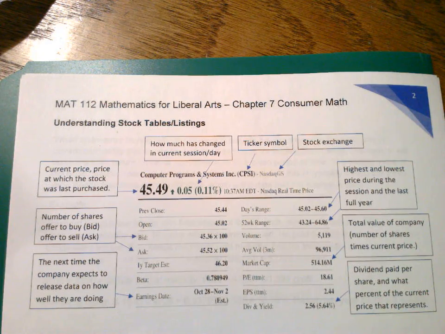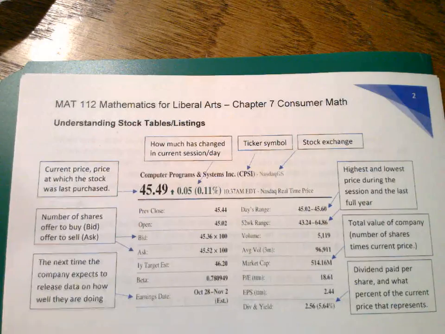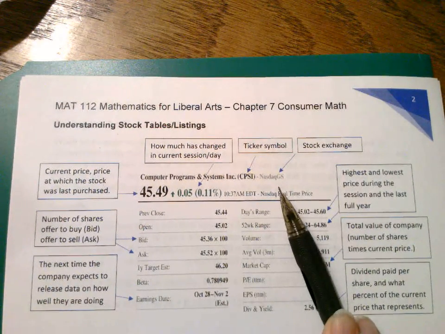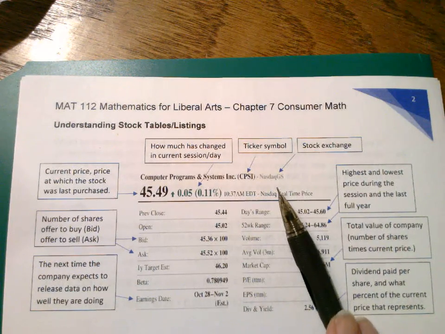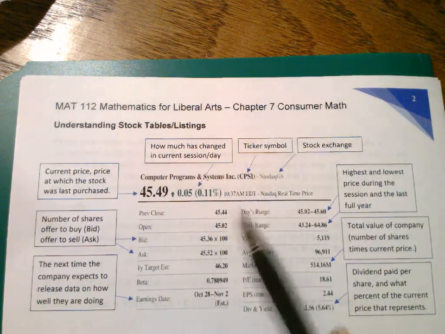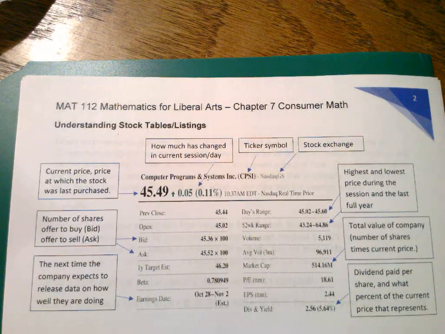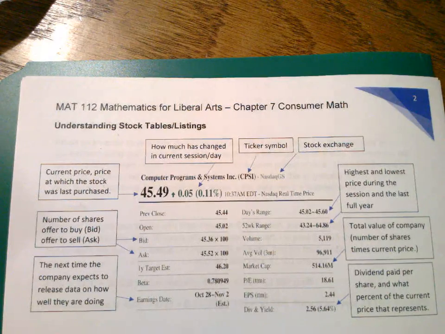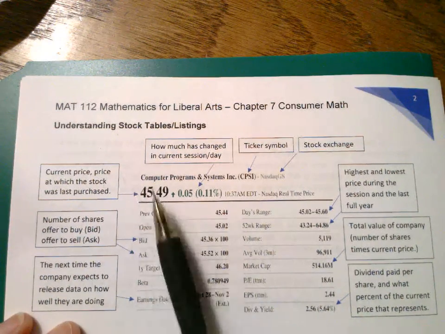All right, this is from Chapter 7, Section 7, Understanding Stock Tables. Here is a listing example. You can see that, I know it's a little faint there, but that says NASDAQ. That is the stock exchange that this listing is listed on. Its ticker symbol as it streams across, that's the shorthand version of its name. This is the name of a company, Computer Programs and Systems, Inc.